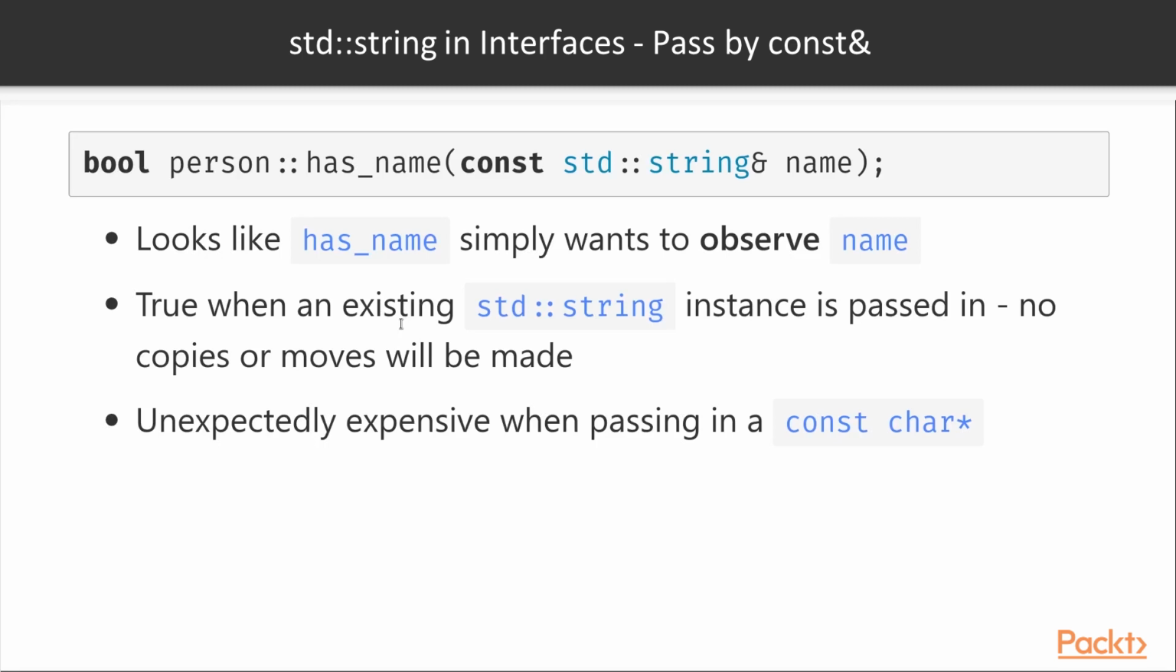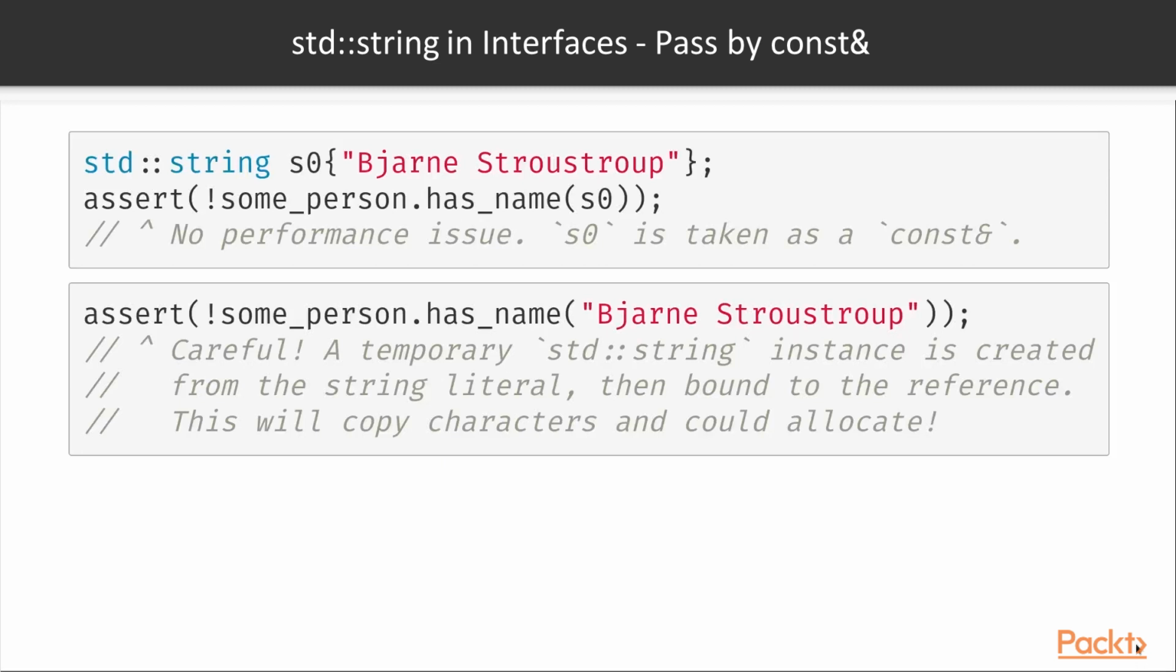However, this is unexpectedly expensive when passing in a string literal. If we pass in a const char, we will have to construct a temporary string instance, bind that instance to the reference, and then observe it. Here's an example. Imagine that you already have a string called has0 that contains a name, in this case Bjarne Stroustrup, and you want to make sure that some person has the name of has0. In this case, since you already had the string laying around and the type is std string, binding it to a const reference requires no operations at all. So no copies and no moves.